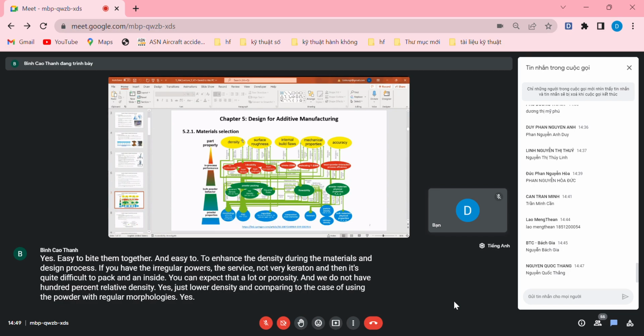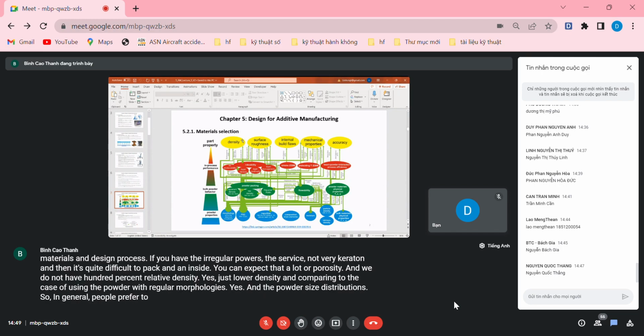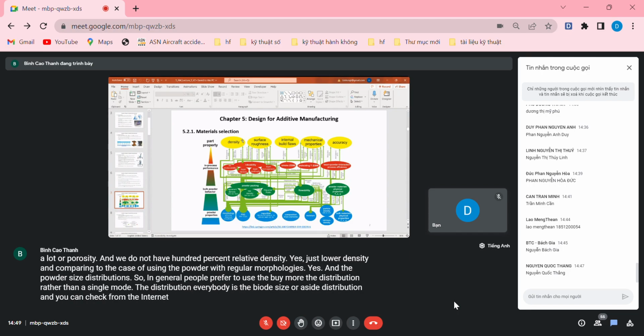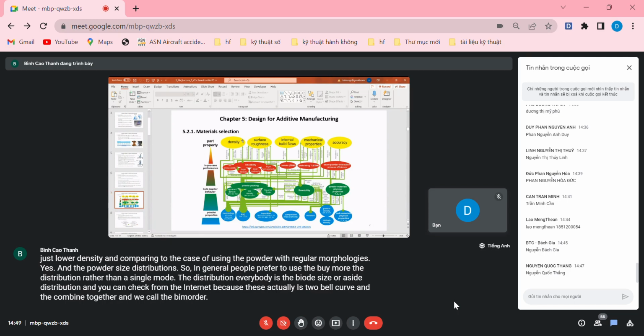And the powder size distribution. So in general, people prefer to use the bimodal distribution rather than a single modal distribution. And what is the bimodal powder size distribution? You could check from the internet, because it's actually two bell curves combined together, and we call it the bimodal powder size distribution.